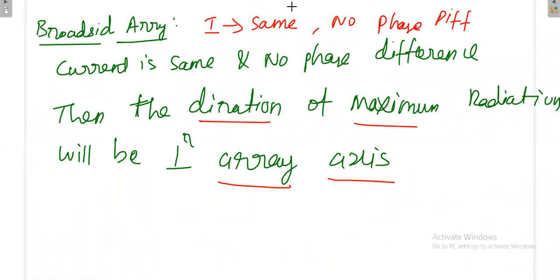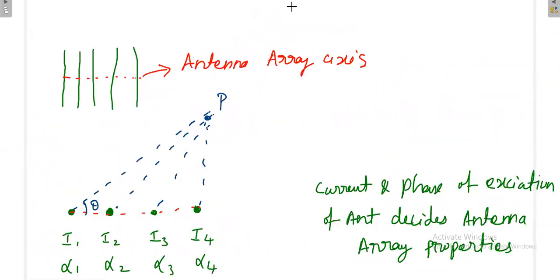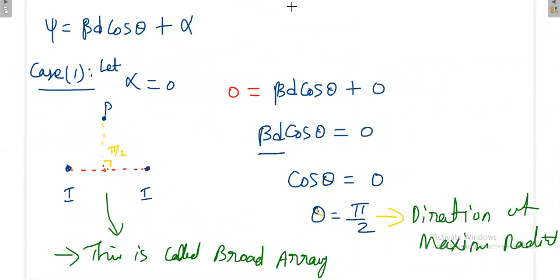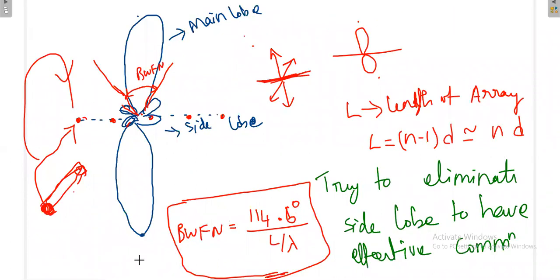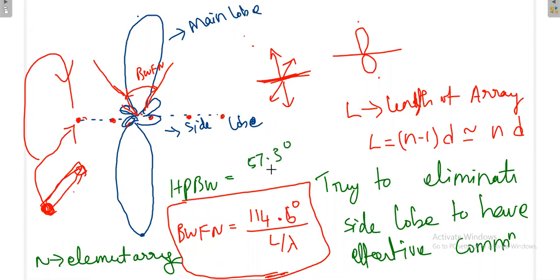Similarly, for here also I have written some formula. This is also for n element array only. The beam width between the first null formula is for n element array only. Very quickly I will tell you what an n element array is. Now we are discussing a 2 element array, but this formula is for n element array. This is the beam width between the first null, then the half power beam width is simply half of this, that is 57.3 degree divided by L by lambda, for n element array.